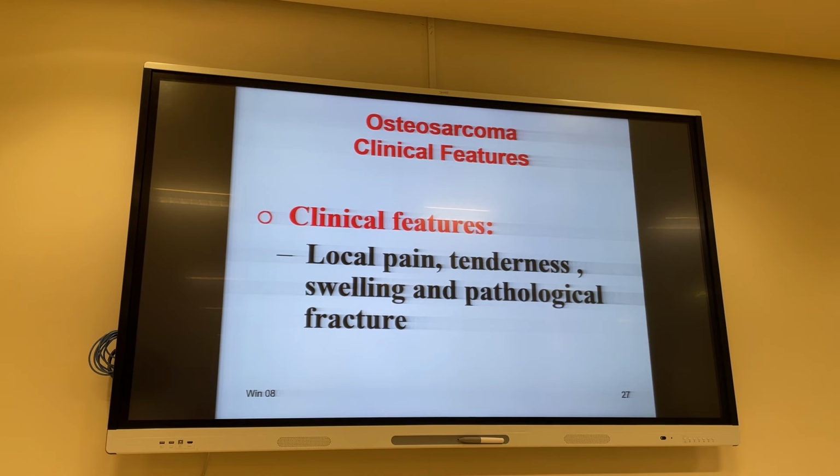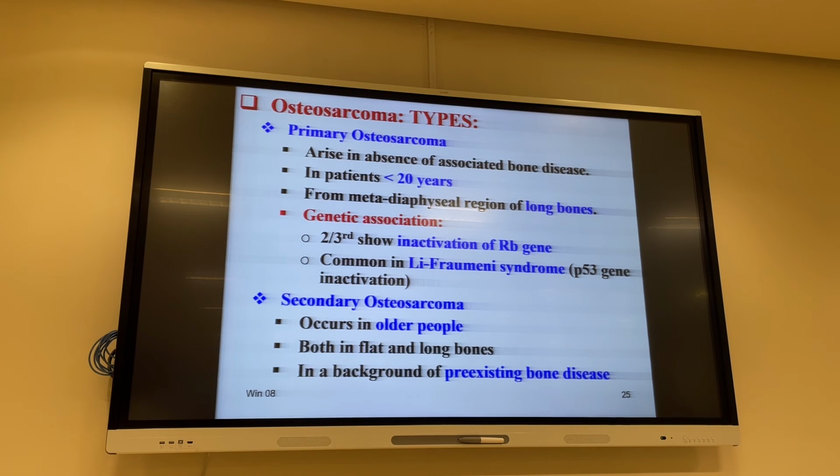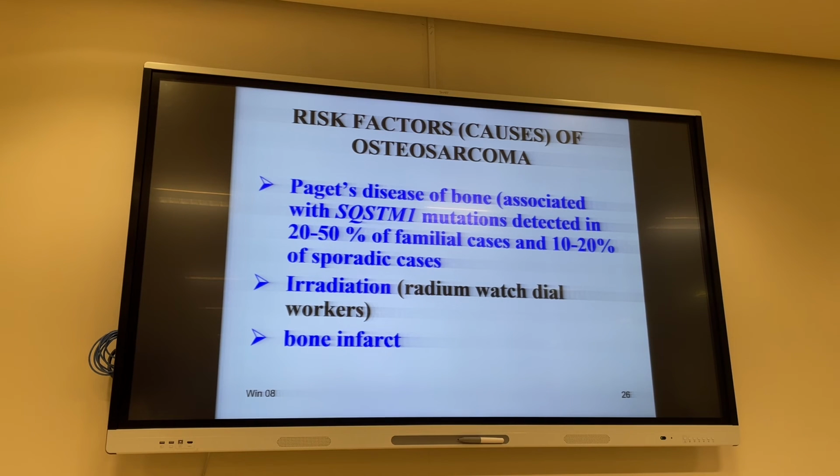All right, the clinical features, you will see that this is, hold on. We said osteosarcoma, p53. Say it again, I'm sorry. Didn't you say osteosarcoma p53? Yes, we did talk about this. There's also SQSTM1. Right, this is actually in patients with Paget's, so this is specific for Paget's, okay?